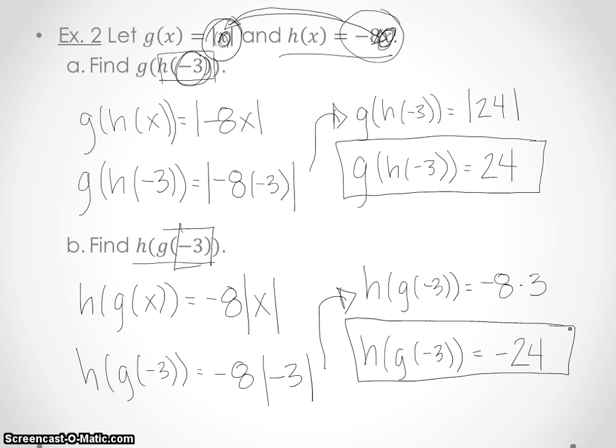Okay, notice we get two different results. Sometimes that happens, and depending on what your functions are, they might even be more different than just the positive and the negative of one number. They might be like 17 and -44, which are very, very different numbers.